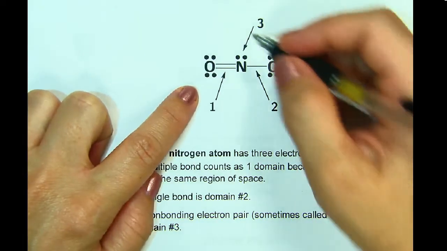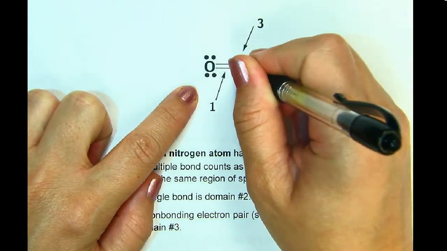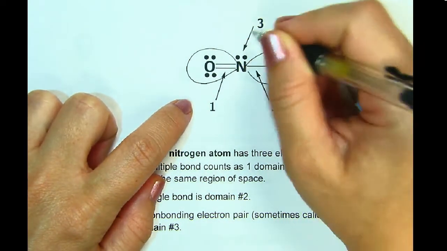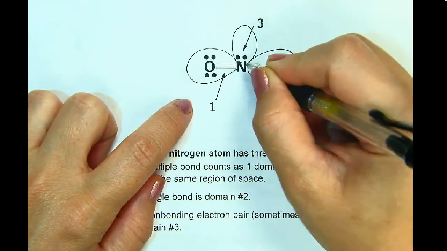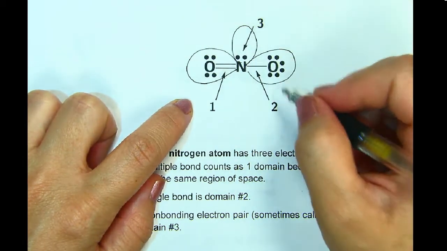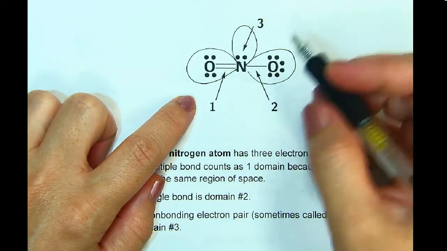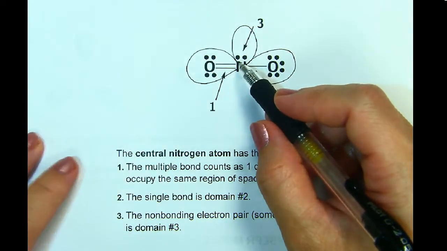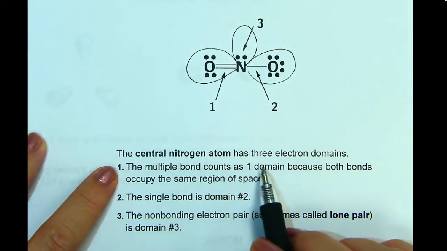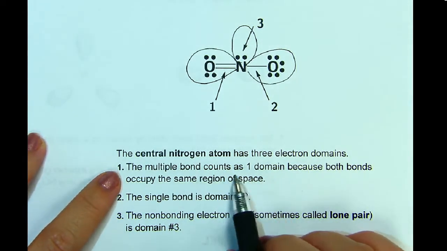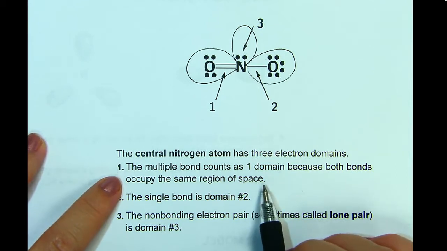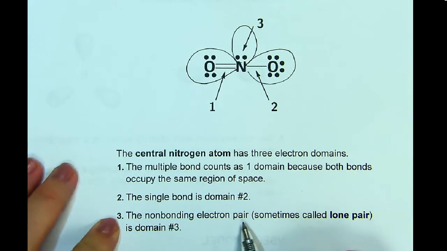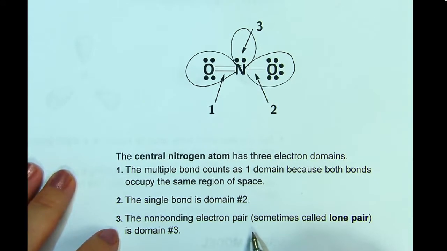So this Lewis structure has one domain here, a second domain here, and the lone pair makes a third domain at the top. So there are three total domains around this nitrogen atom. Single, double, and triple bonds each count as one domain, and any lone pair is also one domain. The central nitrogen atom has three electron domains. The multiple bond counts as one domain because both bonds occupy the same region of space. The single bond is domain number 2, and the non-bonding electron pair, sometimes called the lone pair, is domain 3.